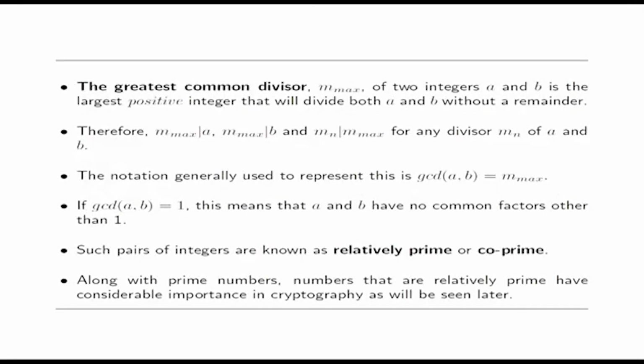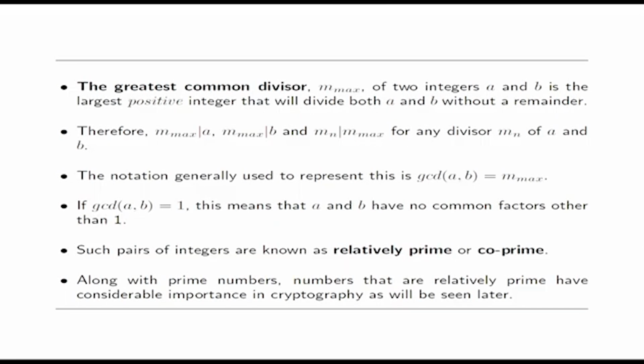Now, we will talk about the greatest common divisor. So, the greatest common divisor between a and b is basically a divisor of both a and b. It is a common divisor. So, it must divide both a and b, and any other divisor of a and b, suppose it is another divisor of a and b, then it must divide this greatest common divisor.